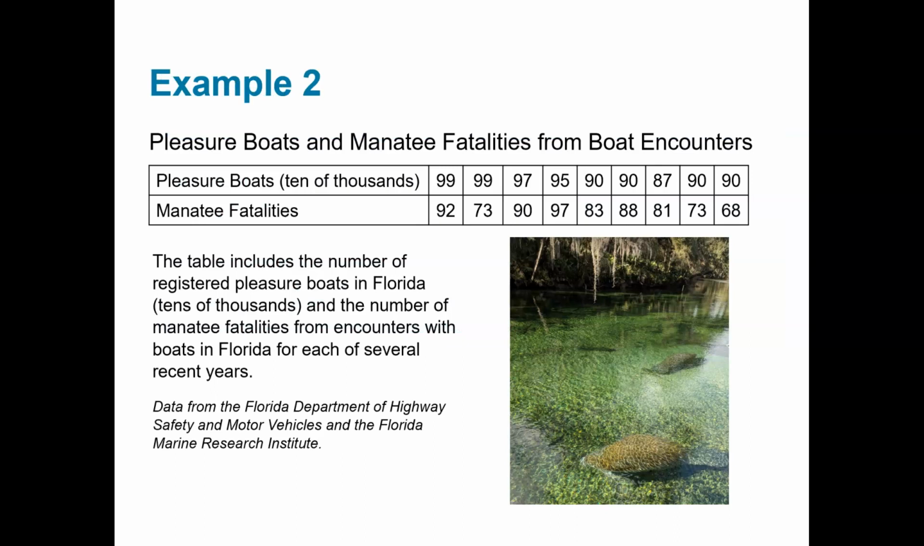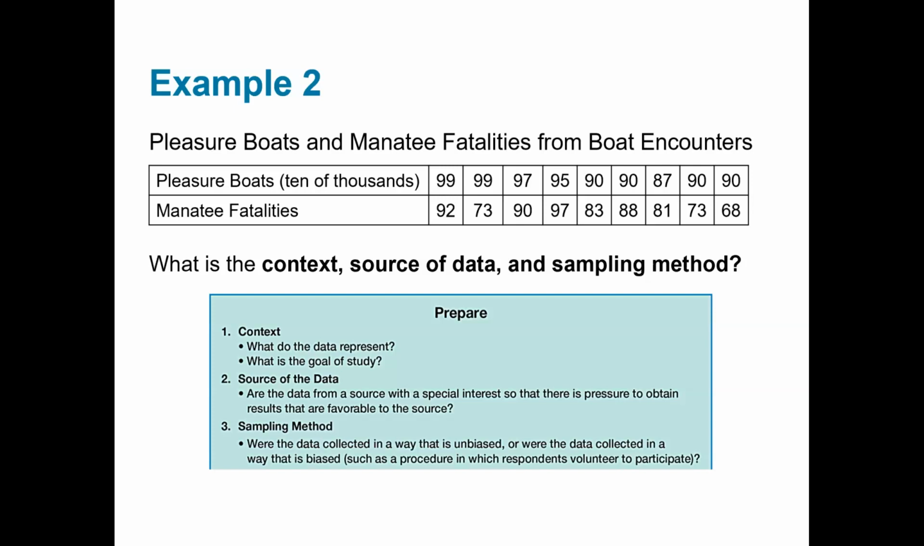So let's take a look at example 2. Looking at boats and manatee fatalities, and this is a personal photo of mine when I saw some manatees in 2019 in South Florida. So the table includes the number of registered boats in Florida and the number of manatee fatalities from encounters with boats for each of several recent years. And this data was collected from the Florida Department of Highway Safety and Motor Vehicles and the Florida Marine Research Institute. So what we're going to be asking ourselves is, what is the context, the source of the data, and the sampling method?